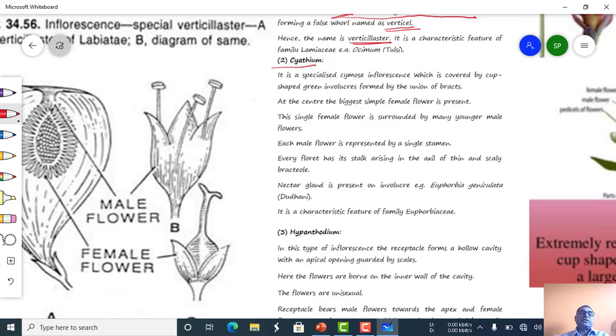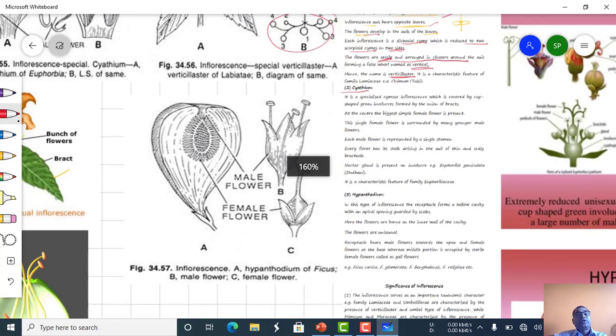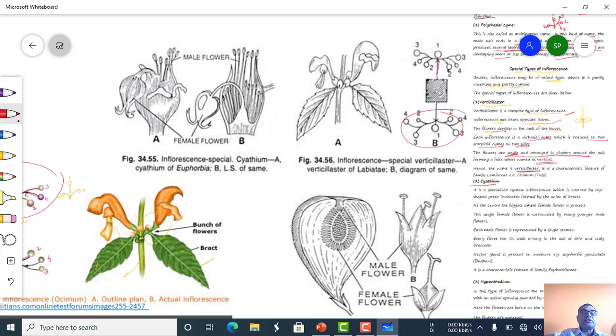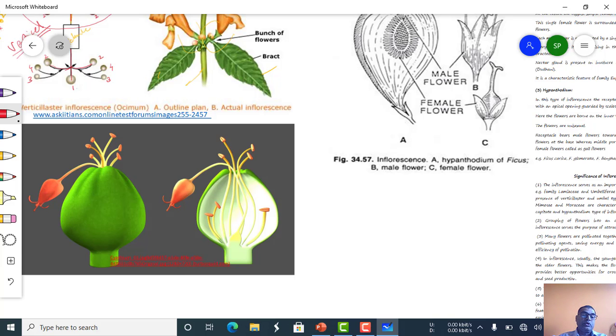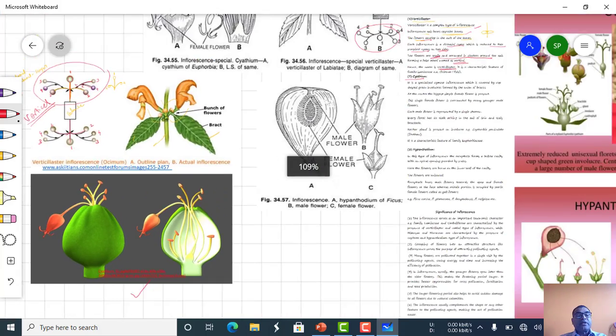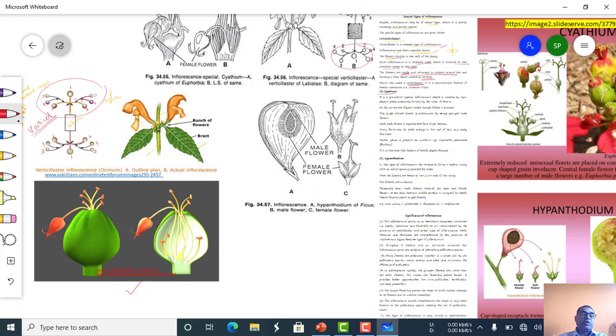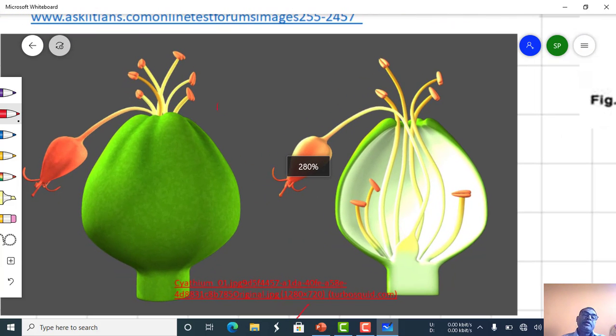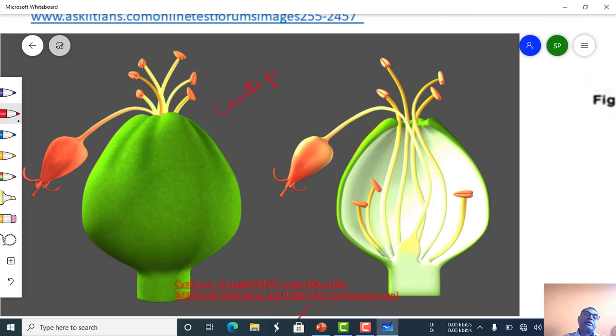Second type of inflorescence is the Cyathium type of inflorescence. What is Cyathium type of inflorescence? If you see here, this figure represents the Cyathium type of inflorescence, and this one also represents the Cyathium type of inflorescence. What is Cyathium type of inflorescence? The most important character, if you see here, is that centrifugal type of succession is present. What is centrifugal type of succession? The maturity of flowers starts from center to periphery.